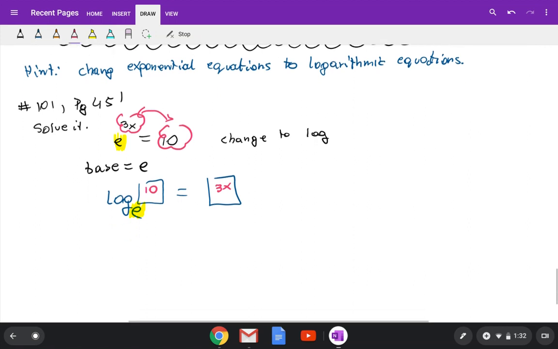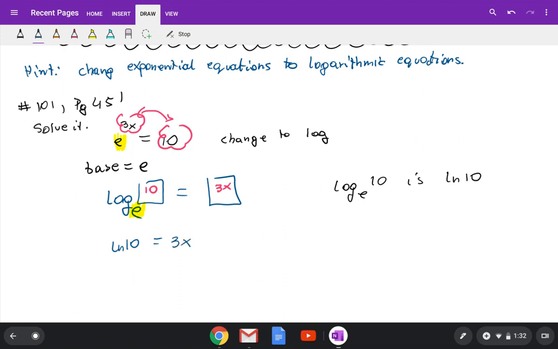Okay, so a couple things, we change it. Now let's just review. Log of base e is the same. Again, when you see log base e of 10, it is ln of 10. Don't forget that when the base is e, we're just writing ln of 10. So this is equivalent to ln of 10 equals 3x.